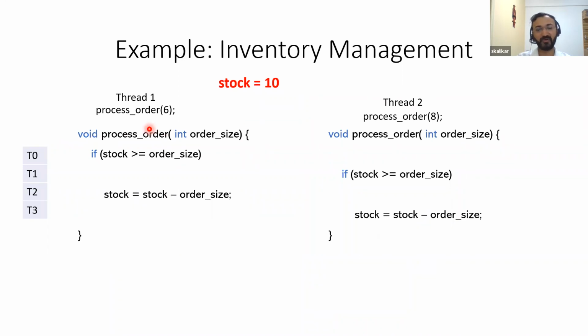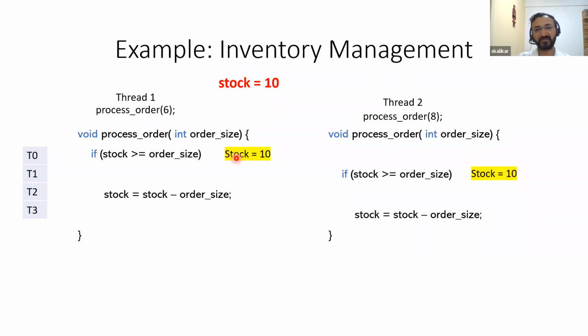Suppose there are two threads which are both doing process order. The example is very simple. Maybe you must have gotten a glimpse of it in the first lecture itself by Praveen. So stock equals 10 as the initial value, and then two orders for 6 and 8, with the same timeline. So at time T0, this condition is checked: stock is 10.